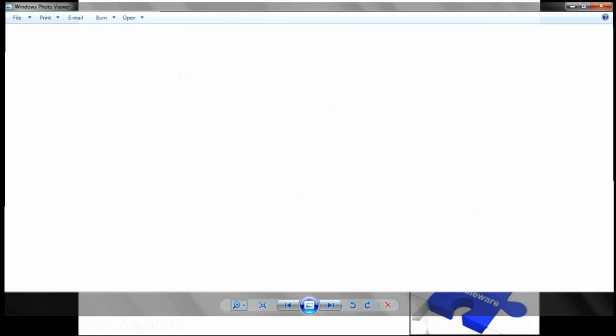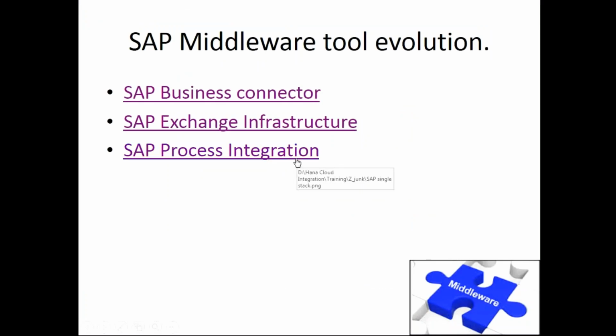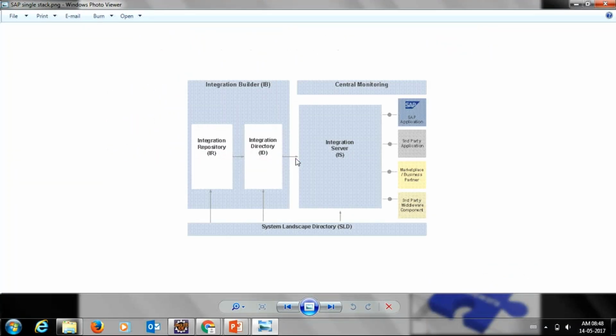Okay, so let's go to PI. The recent name is PO, process orchestration. So your XI, PI, and then your PO. These are all different versions of the same software. But I'm treating single stack and dual stack as different because there are many major differences in terms of processing, in terms of working, and in terms of features available in your single stack and dual stack.